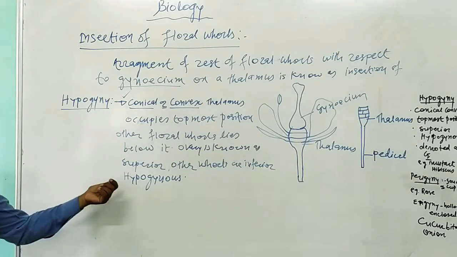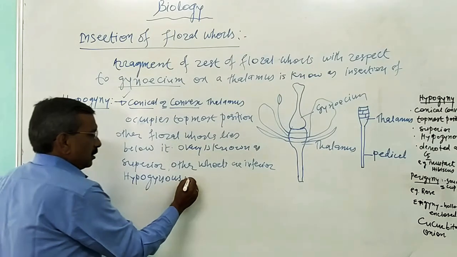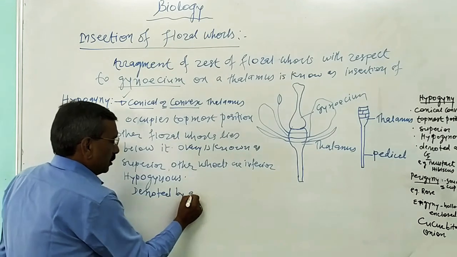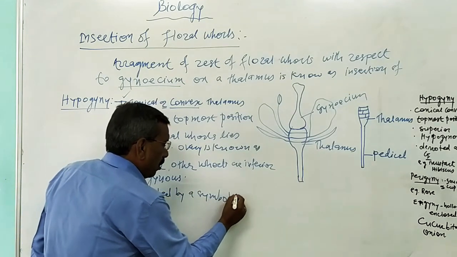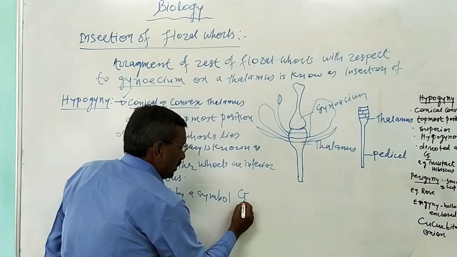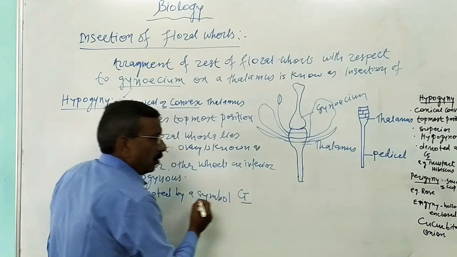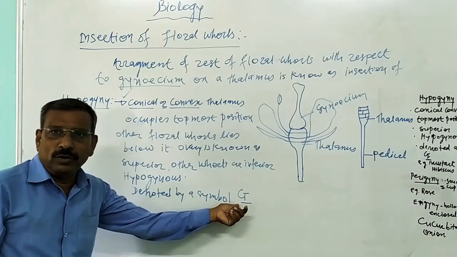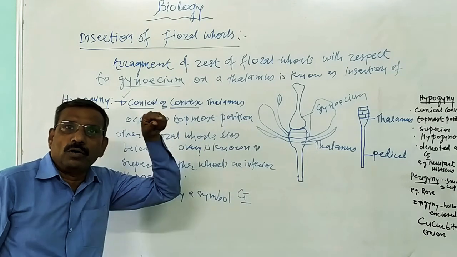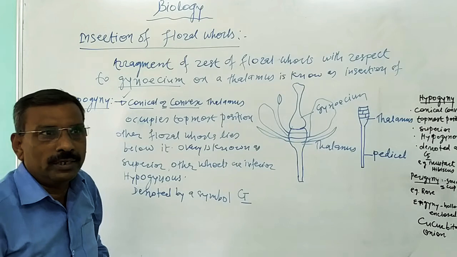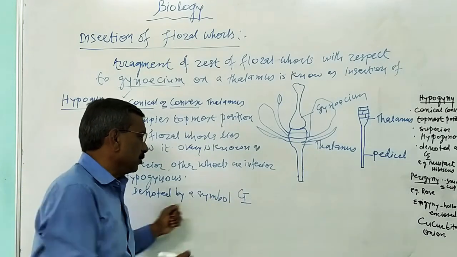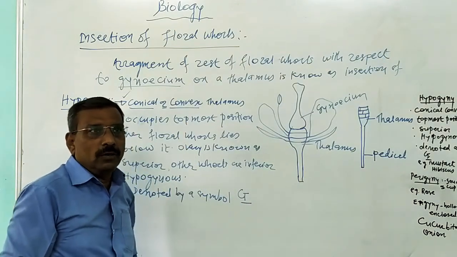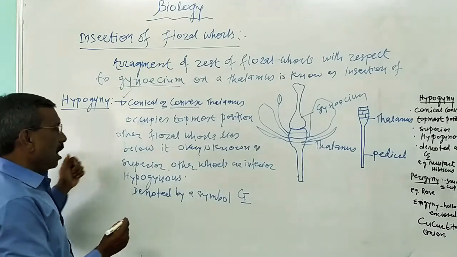And this condition is denoted by a symbol: G. This is capital G with an underline below it. It means the ovary is at the top and the other floral whorls lie below it. This is the symbol used for hypogyny, or superior ovary, or superior gynoecium. G stands for gynoecium, and the underline stands for the other floral whorls lying below it. In this way, this is hypogyny.